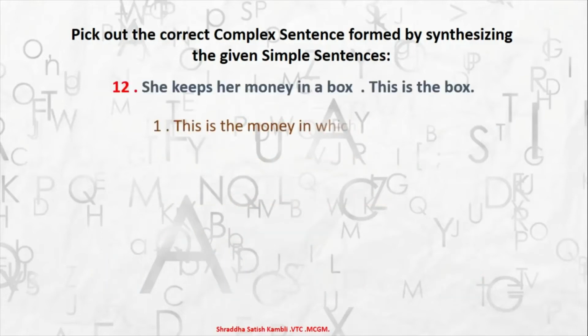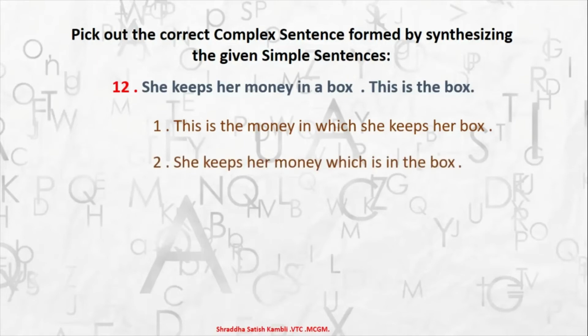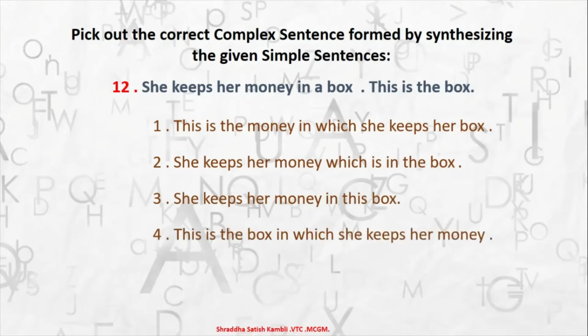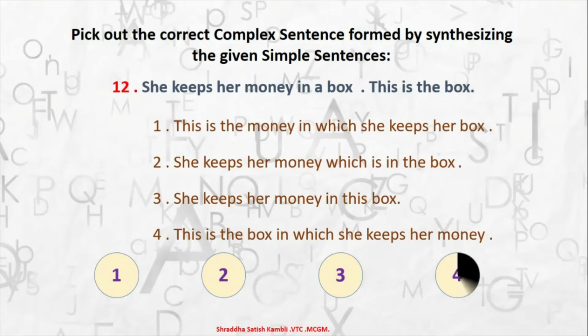Moving on again, like I said, she keeps her money in a box. This is the box. So let's see which is the correct complex sentence. So is it, this is the money in which she keeps her box? She keeps her money which is in the box. She keeps her money in this box. Or this is the box in which she keeps her money. So which is the correct complex sentence here? It is option number 4. This is the box in which she keeps the money. So it is a noun clause actually. So we are talking about the box.